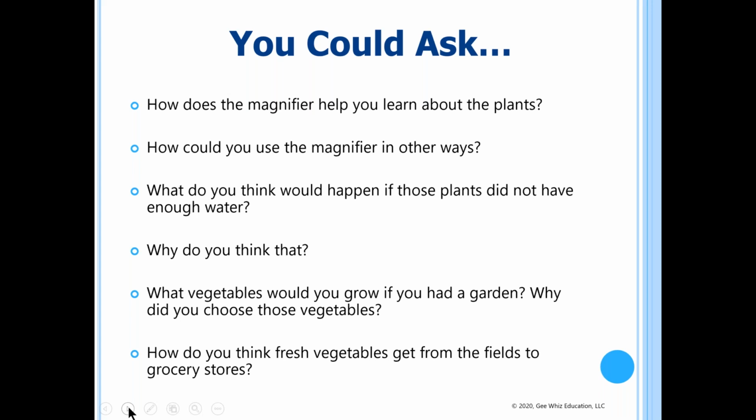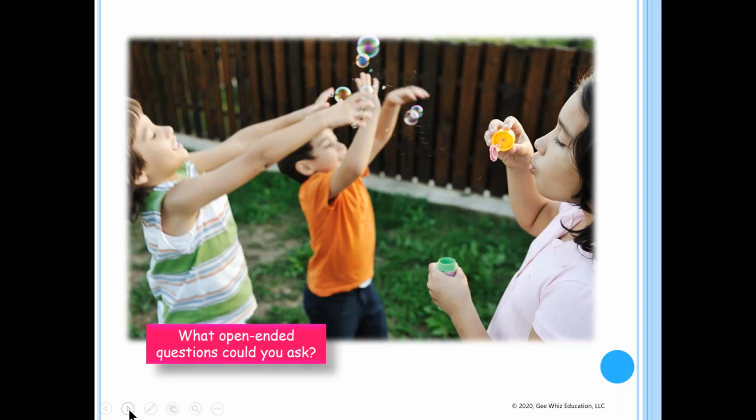Okay. And then somebody actually said that. How do you think fresh vegetables get from the fields to the grocery stores? So again, focusing on those questions that the child cannot simply answer in one word. But if you do want to ask a question like this that is more closed, you can follow it up immediately, once they've responded, with an open-ended question, and that keeps the conversation going. All right, great. We're going to do it again.